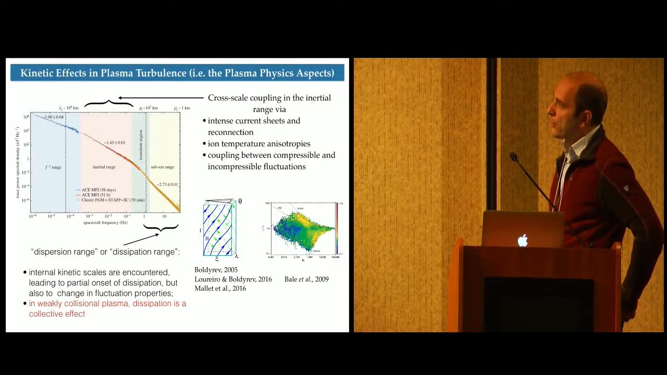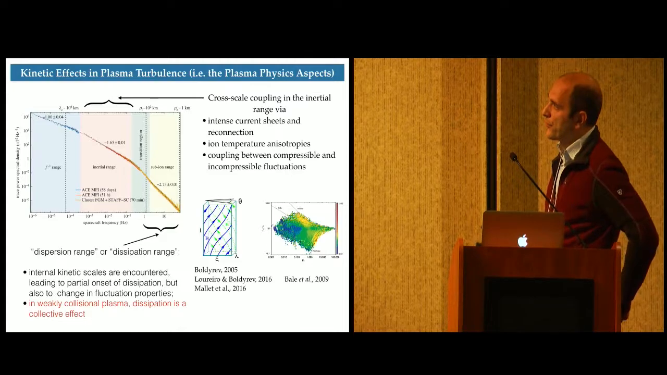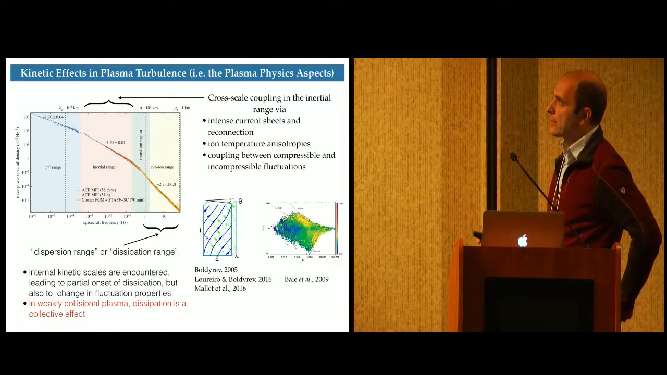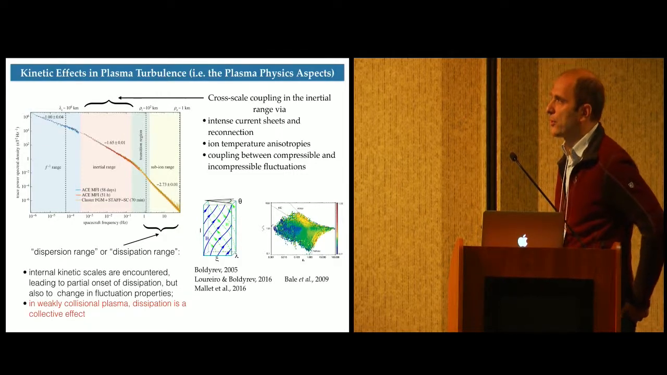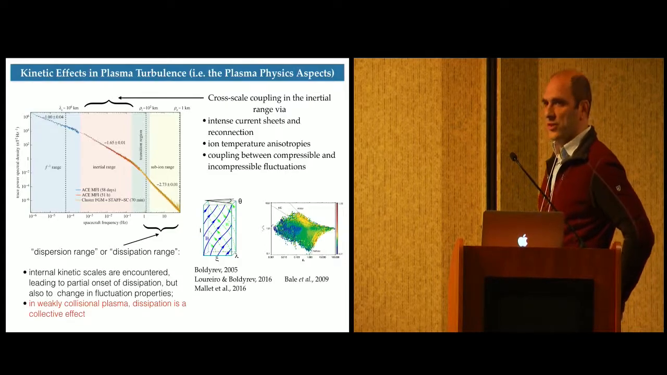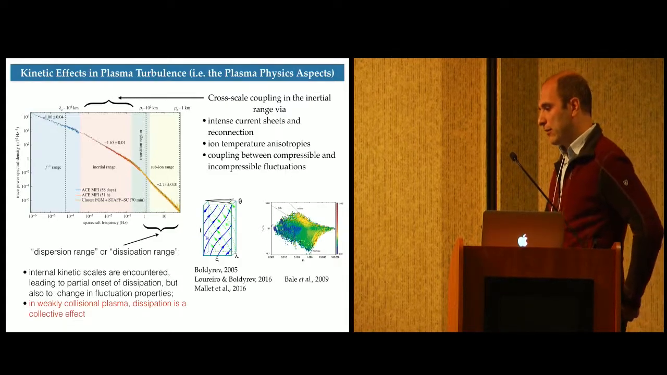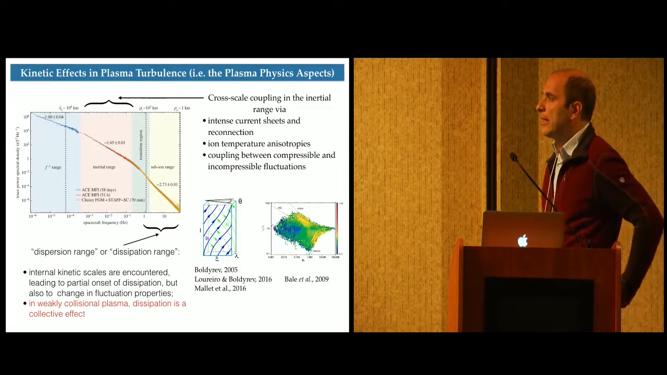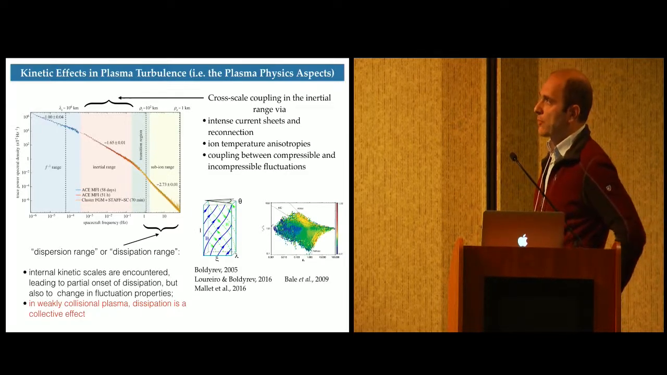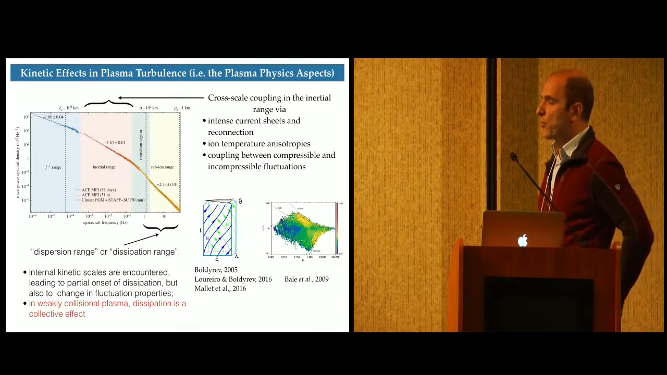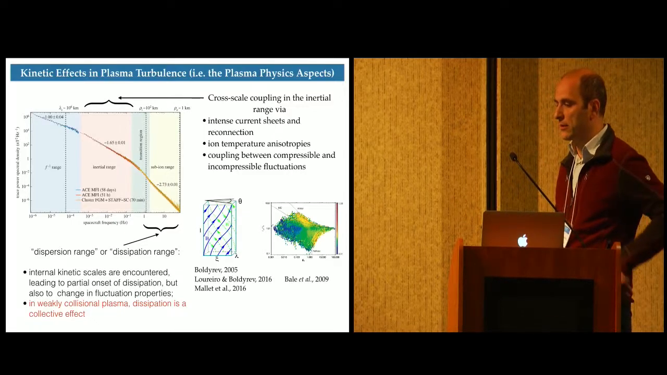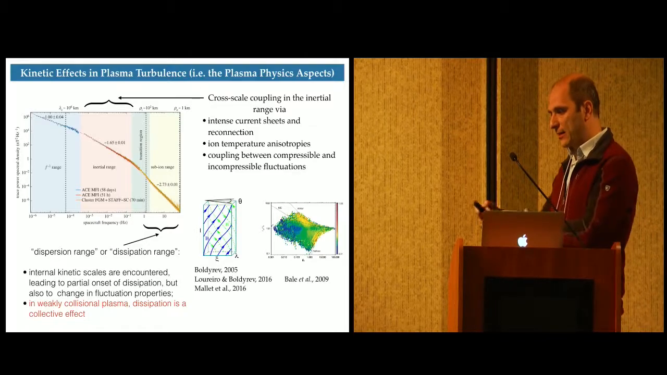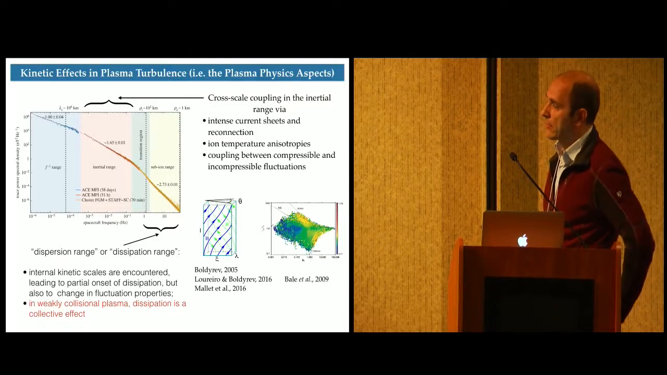One set of questions refers to the physics of this short wavelength range of scales. So what happens here? Is it really dissipation? Is it just a change in the properties of the fluctuations? How does the dissipation occur? In fluid turbulence, the dissipation is typically associated with viscosity. In the types of plasmas that we're interested in, the viscosity is very small, and the dissipation is a collective effect. It's a result of collective interaction of particles with the electromagnetic field.